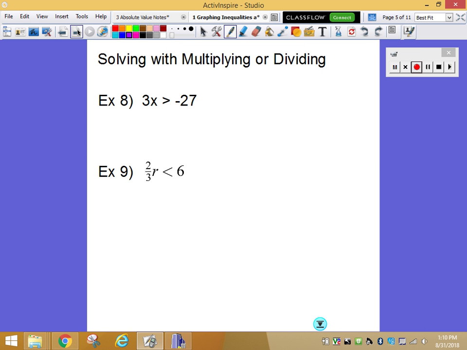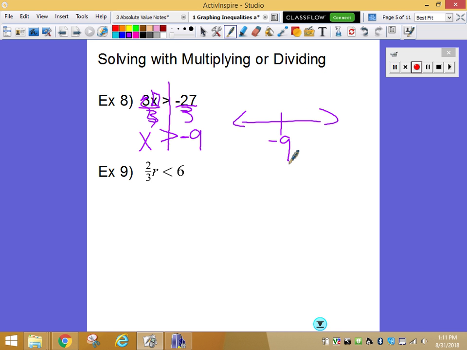Okay, let's do some multiplying and dividing. It works the same way. I'm going to draw my line. I want to get x by itself. These are multiplying. The opposite of multiplying is dividing. I'm going to divide by 3. Well, let me write it underneath. So I have x. I'm going to bring down my inequality. Negative 27 divided by 3 is negative 9.